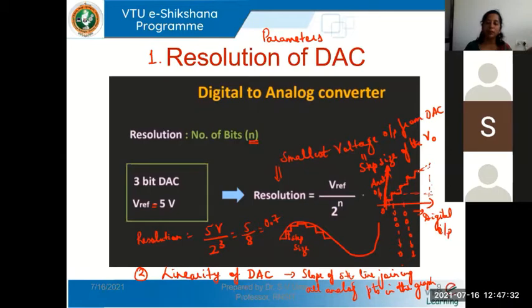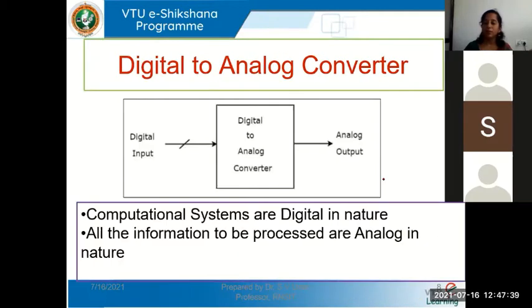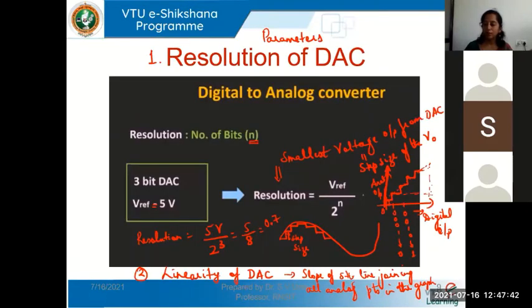And usually this linearity and resolution will be quite near each other. They'll almost be equal to each other, right? Because the height of one step and the slope of the whole thing joined together should almost be the same usually. But if you don't get a good linearity, then the DAC is not efficient. So linearity should be quite good for a DAC, and resolution should be as small as possible. The smaller the resolution, the more accurate your analog output will be.